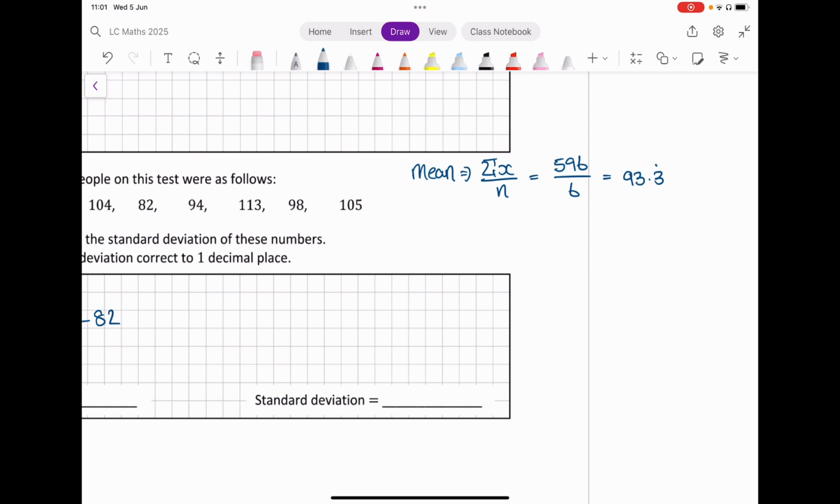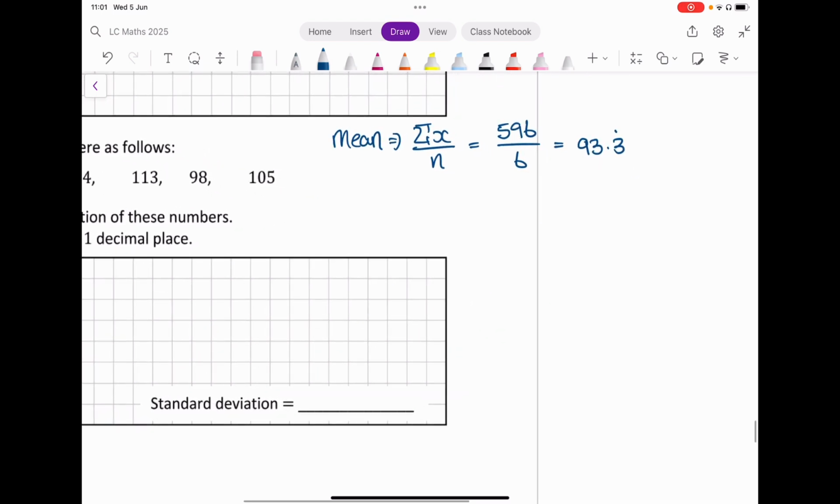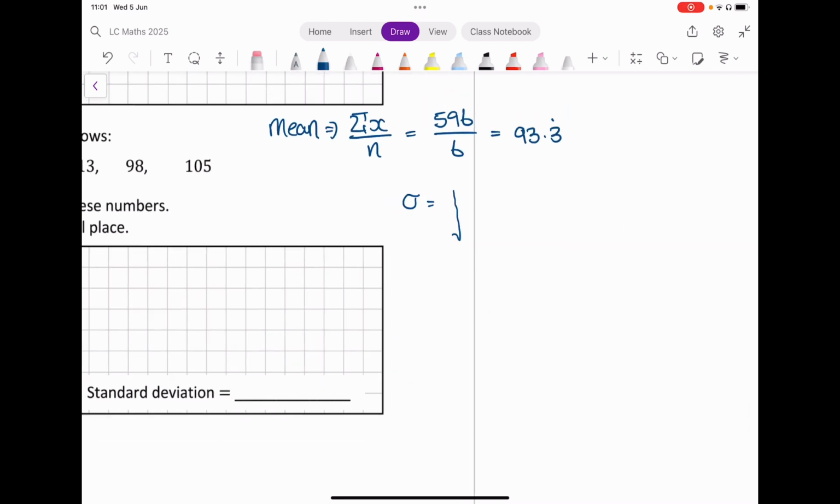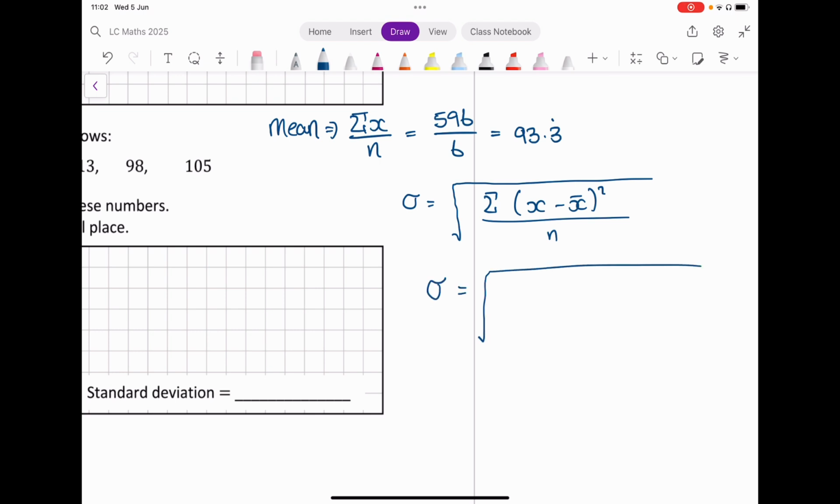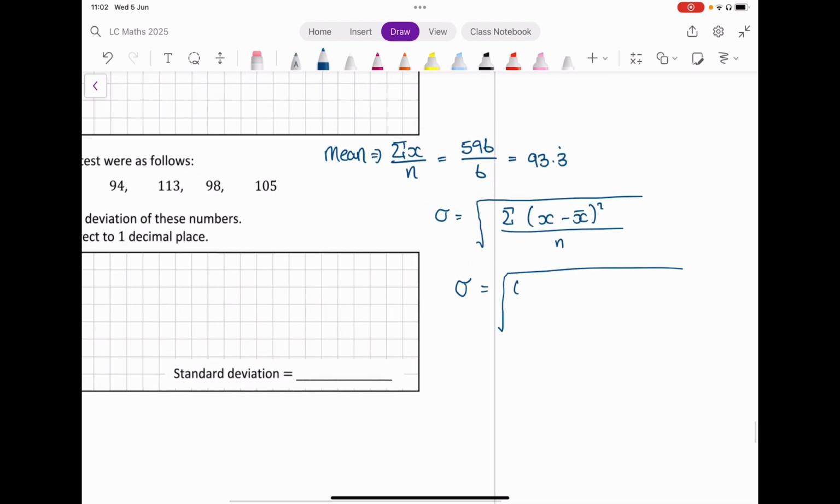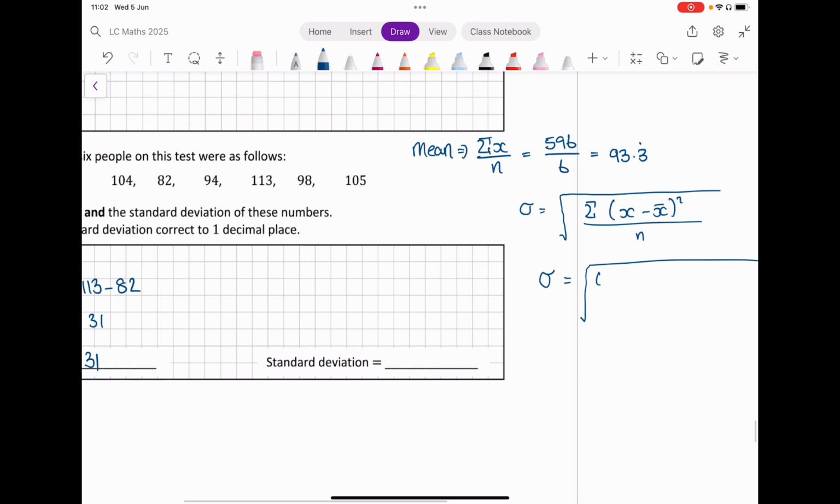All right. So to get my standard deviation, which comes with this symbol here, sigma, we are looking at the formula: the square root of the sum of x minus the mean squared, all over n. All that means is that I'm just going to take the square root of the sum of the differences from the mean after I square them. And I square them just because I want to keep them positive.